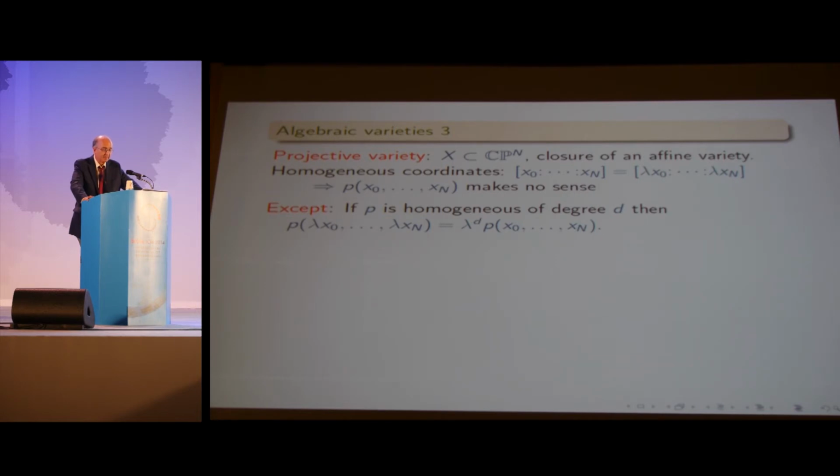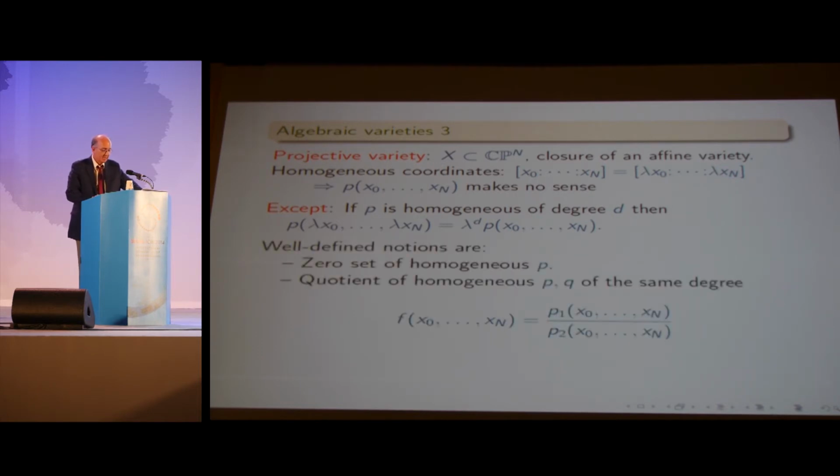On the complex projective space, we have only homogeneous coordinates. So the coordinates of a point are only well defined up to multiplying by a scalar. The consequence is that I cannot evaluate a polynomial at a point of complex projective space. There is one exception where I can nearly do the evaluation. If P happens to be homogeneous of degree d, then I can take lambda out as lambda to the d. Now, this is still not quite well defined, but it leads to two well defined notions. The zero set of a homogeneous polynomial is well defined, and that factor lambda to the d does not change the question whether the number after it is zero or not.